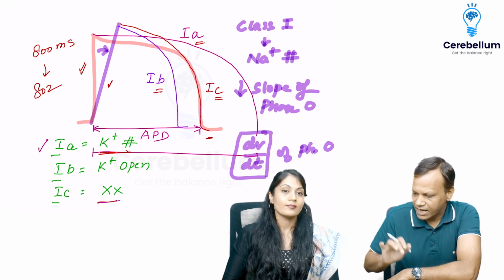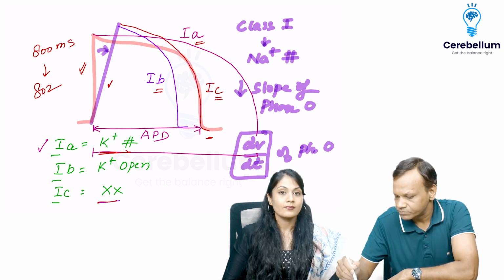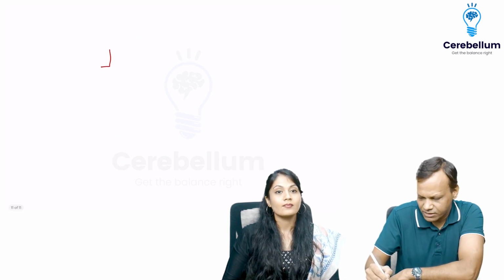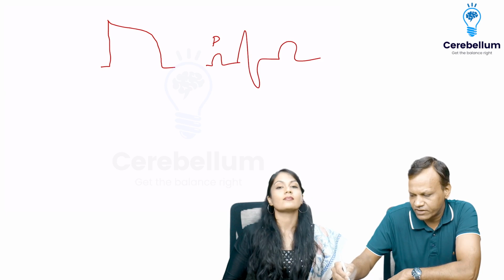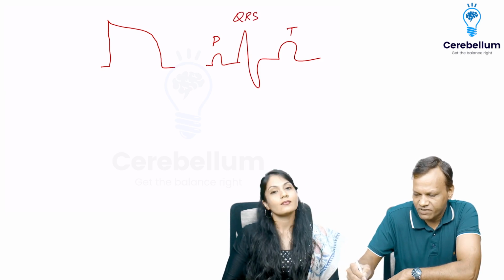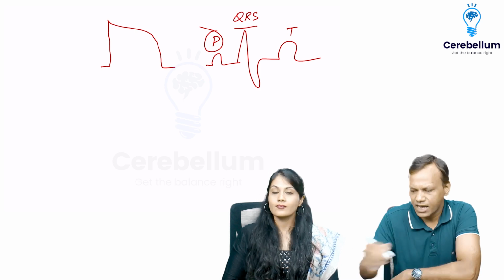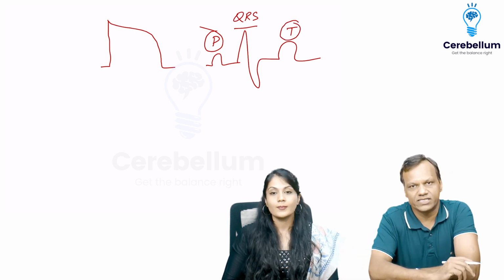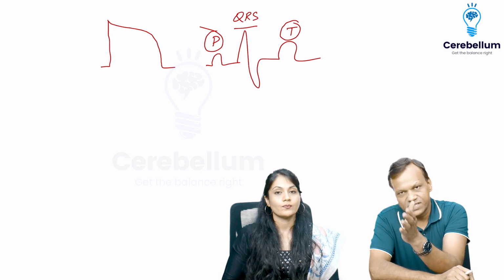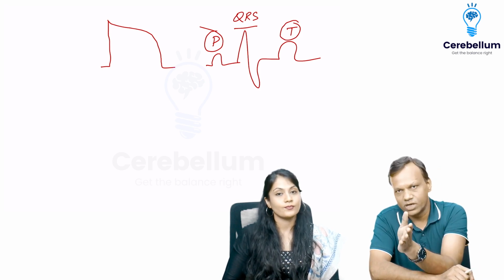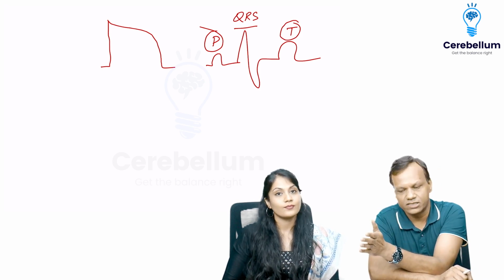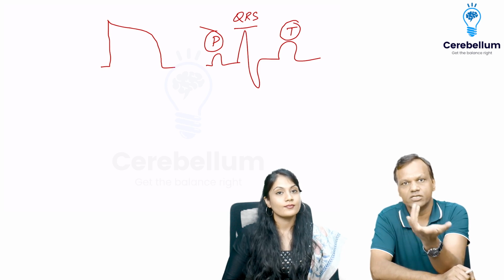Okay. Now, the last thing to understand about these drugs, this action potential, if we see in the ECG, we have P wave, then we have QRS wave, then we have T wave. We know P wave signifies atrial depolarization, QRS is ventricular depolarization, and T wave is ventricular repolarization. Now the question is, we said atrial depolarization, ventricular repolarization. Where does atrial repolarization go?